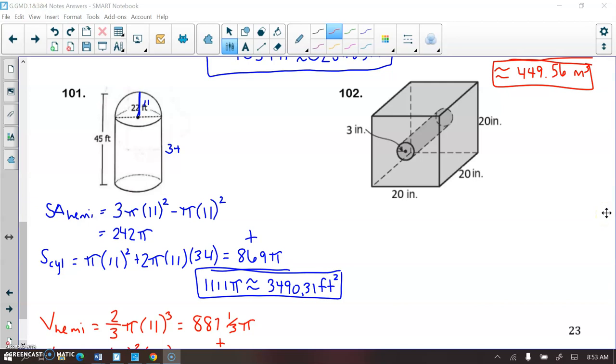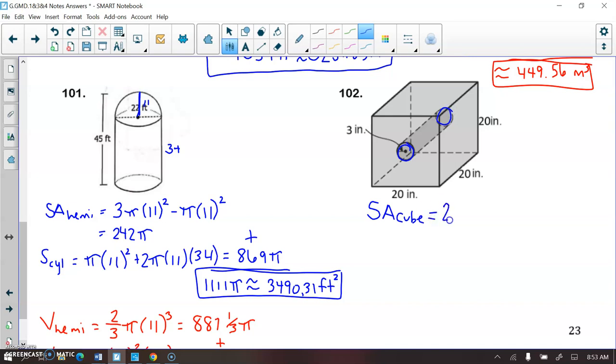So we have a cylindrical hole through a cube. I'm going to start with the surface area of the cube. With that, I can touch the whole cube except for these two circular bases, because that's a hole running through that cube.